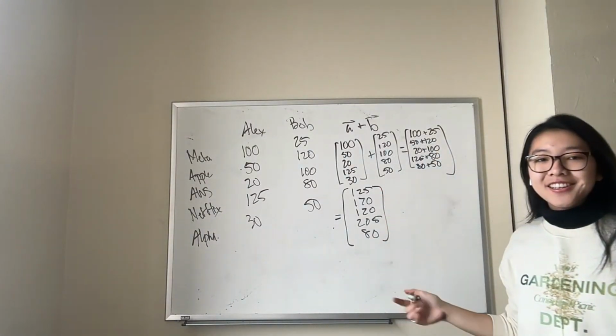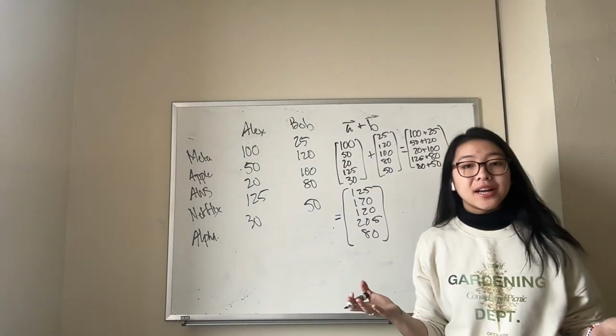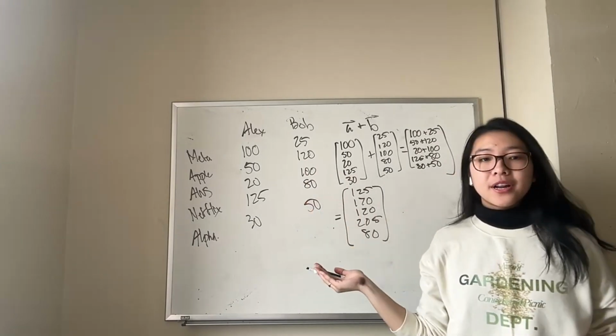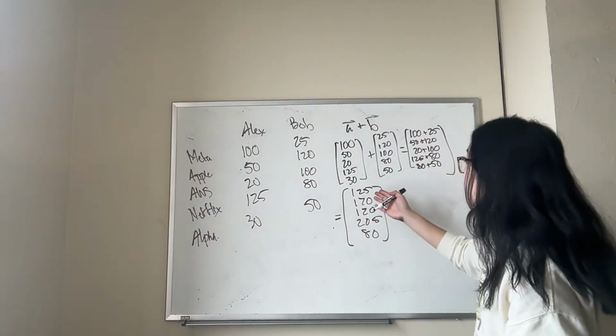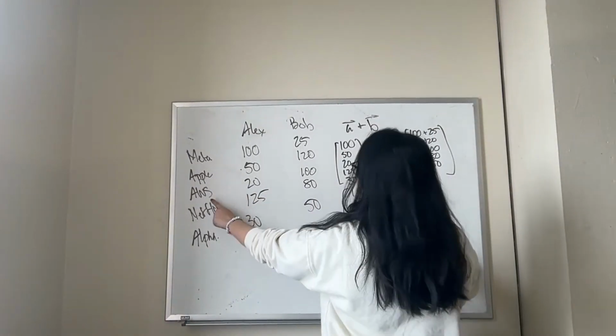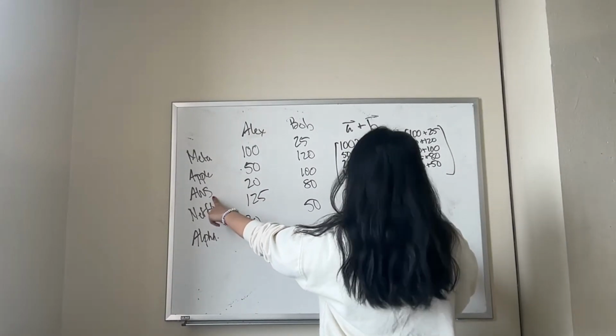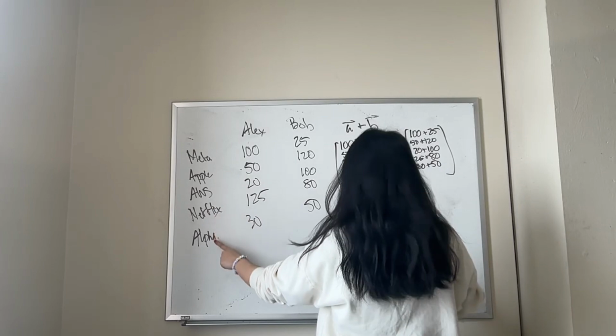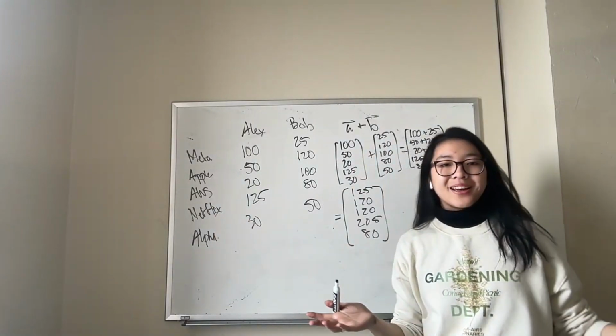And now this vector represents the total shares of each company Alex and Bob would have if they pooled their holdings. So together they would have 125 shares in Meta, 170 shares in Apple, 120 shares in Amazon, 205 shares in Netflix, and 80 shares in Alphabet.